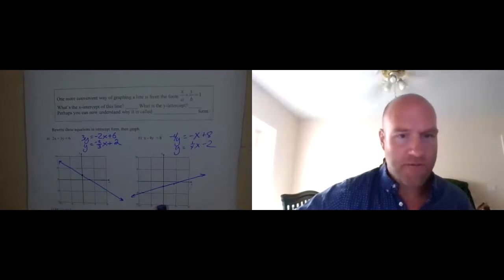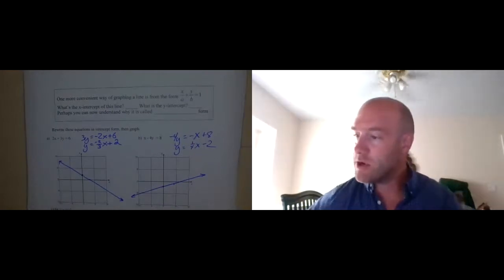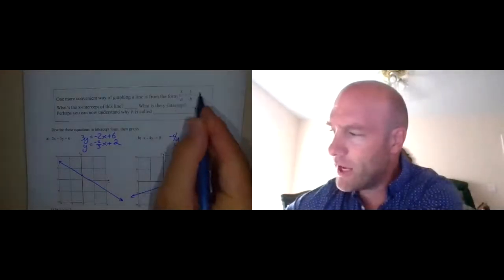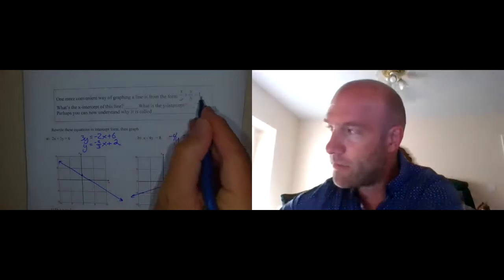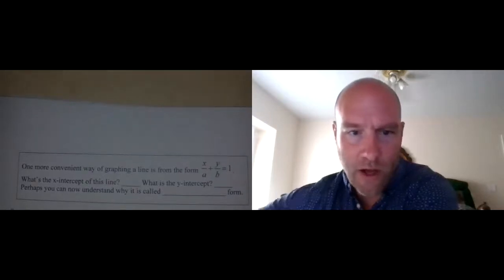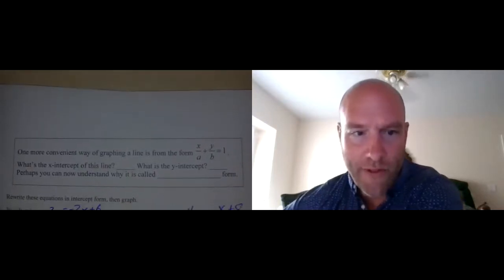I thought I'd also just finish up a couple of these things that we didn't do. So just a slightly different way of writing a line here. We've got x over a plus y over b equals 1. You know that sometimes it's hard to see on the YouTube, so I'll zoom in a lot there.